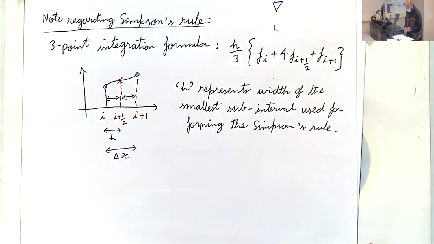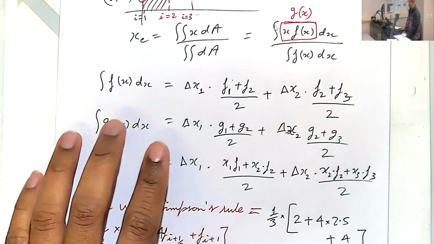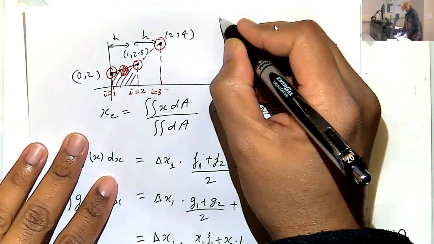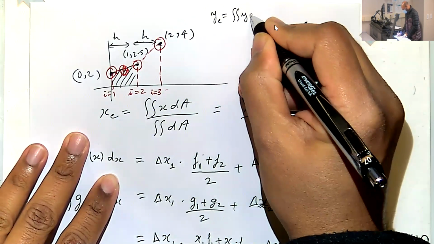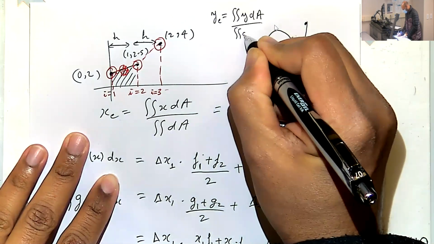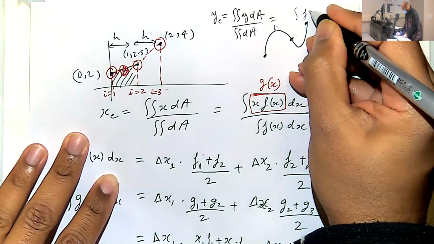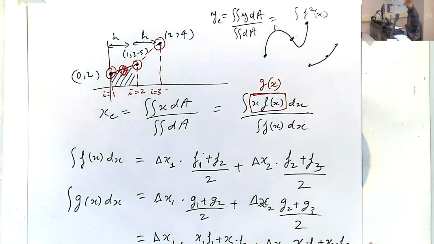The y centroid? Okay, so we did the x centroid here. How do you do y centroid? What's the formula? Yeah, so instead of x dA, you have y dA. And when you simplify this, you get f squared x... oh no, I'm out of ink.